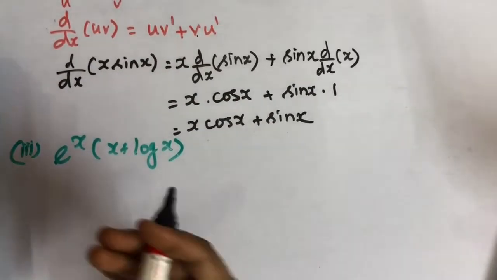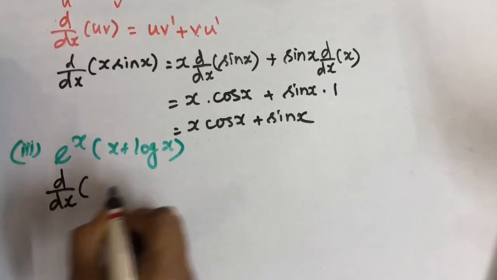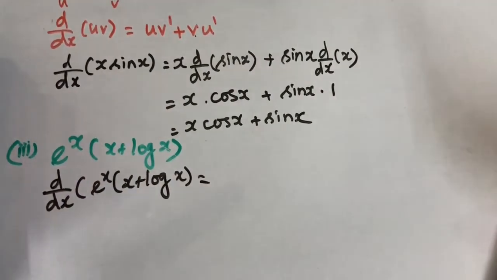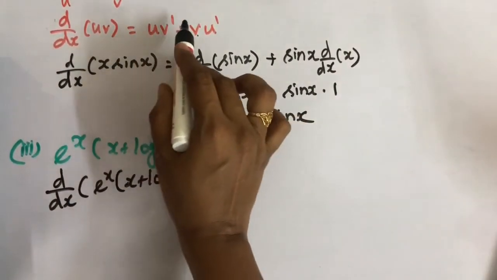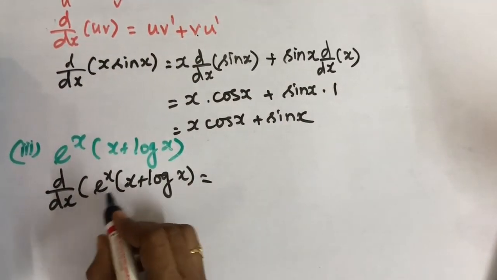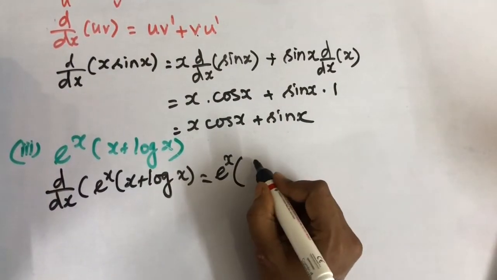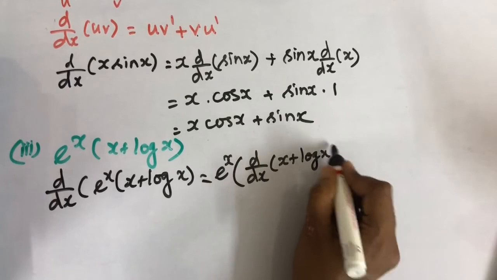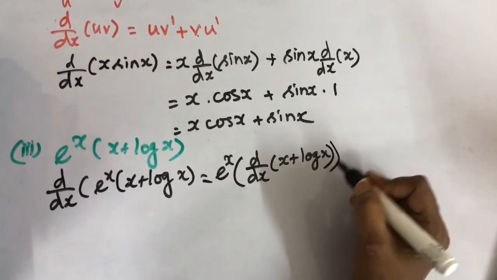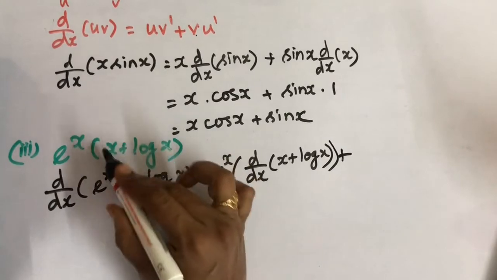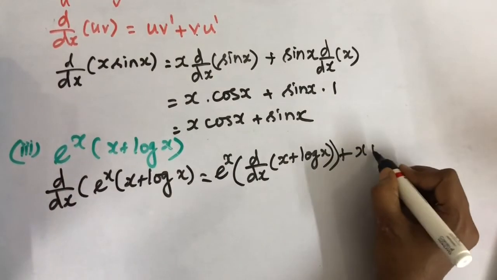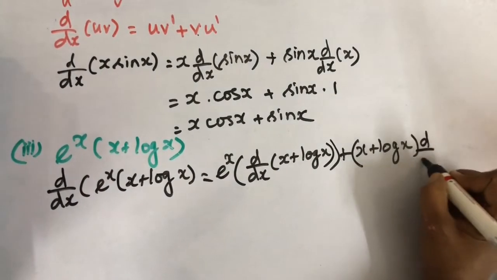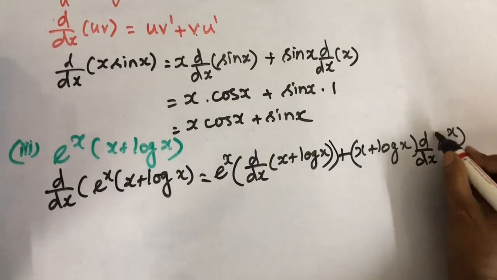Product of functions. So d by dx of e power x into x plus log x is equal to u into v dash. What is our u? e power x is our u. So e power x into d by dx of x plus log x. Similarly, plus v into u dash, where v is x plus log x, into d by dx of e power x.